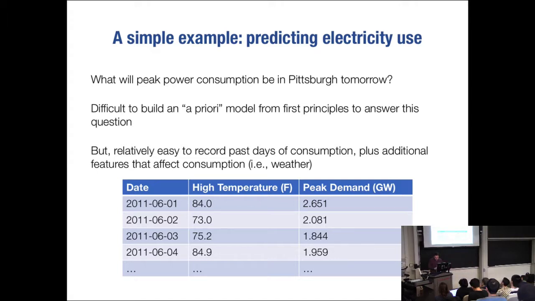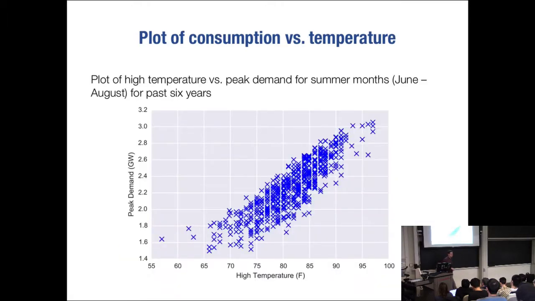So I'm going to take now the past 6 years of data. This is all real data from Pittsburgh. It's from the utility or the operator that governs Pittsburgh. And I also downloaded some weather data from some weather site for the past 6 years. I'm going to plot on this next plot the high temperature versus the peak power demand used in Pittsburgh. I should say this is only for the summer months, so June through August, when air conditioning is in fact the biggest driver of consumption.